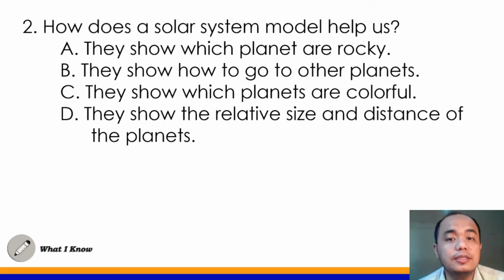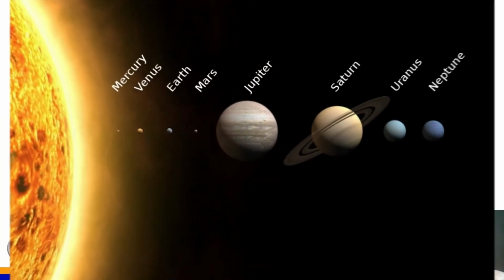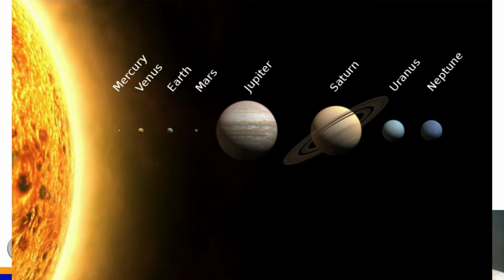Number 2. How does a solar system model help us? A. They show which planets are rocky. B. They show how to go to other planets. C. They show which planets are colorful. Or letter D. They show the relative size and distance of the planets. What do you think? Yes, the solar system model helps us to determine the relative size and distance of the planets.